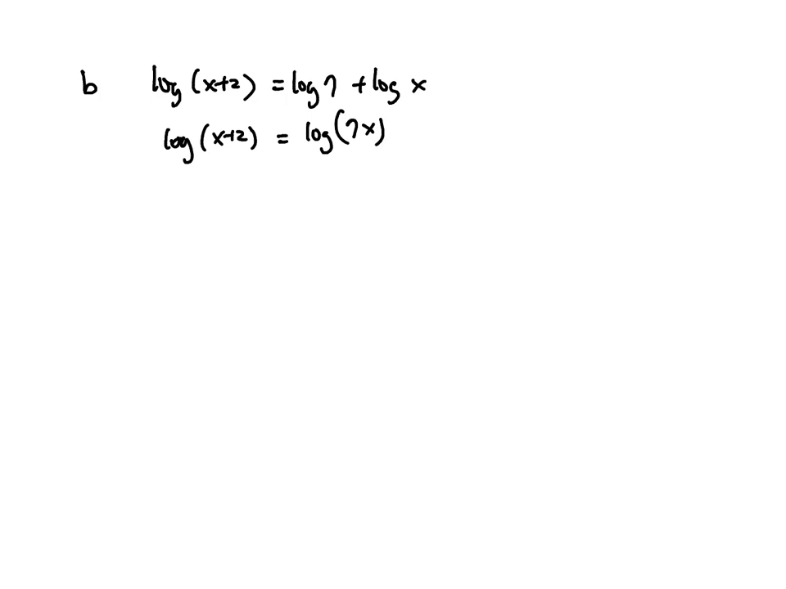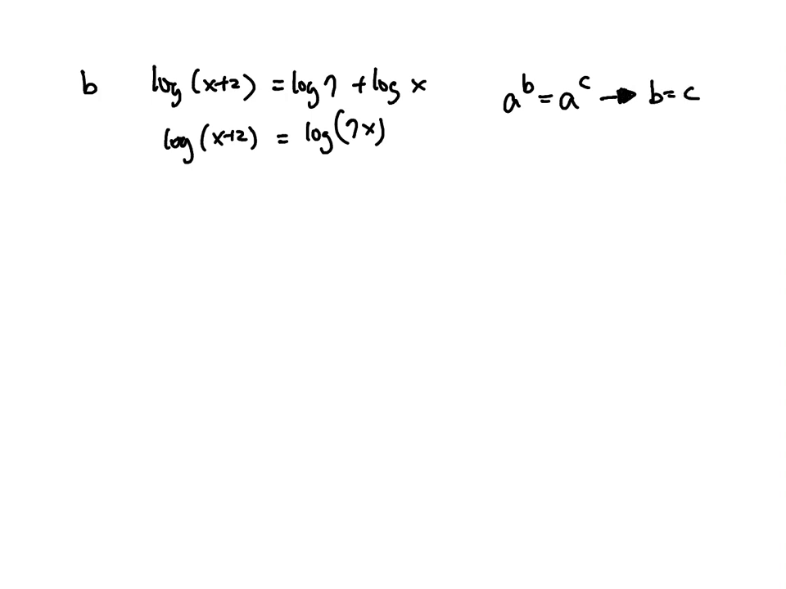Alright, part B. You have a log of x plus 2 equal log of 7 plus log of x. Okay? So in this case, we can go ahead and combine, right? So you can have log of x plus 2 equal log of 7x if you want. And check this out. Notice, this is very much like the property we had earlier. Remember, the property for exponential looks like this: a to the b equal a to the c implies b equal to c, right?